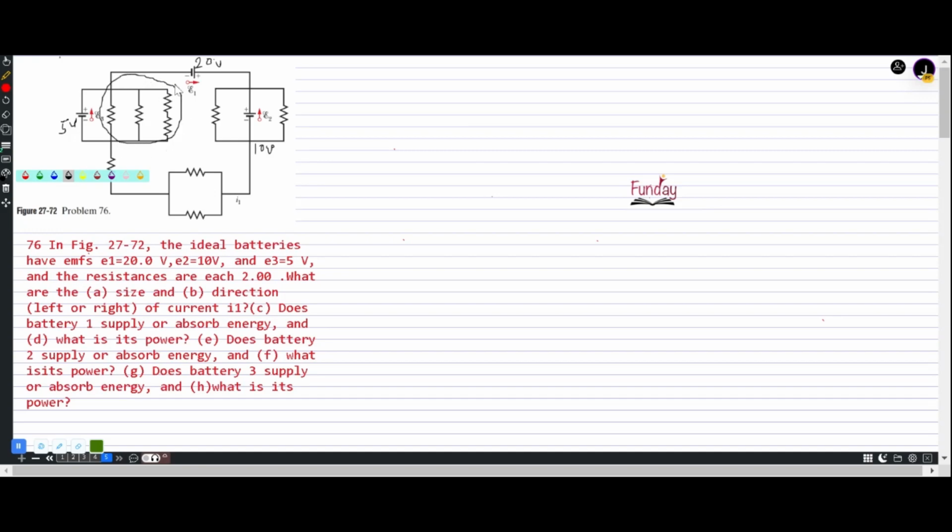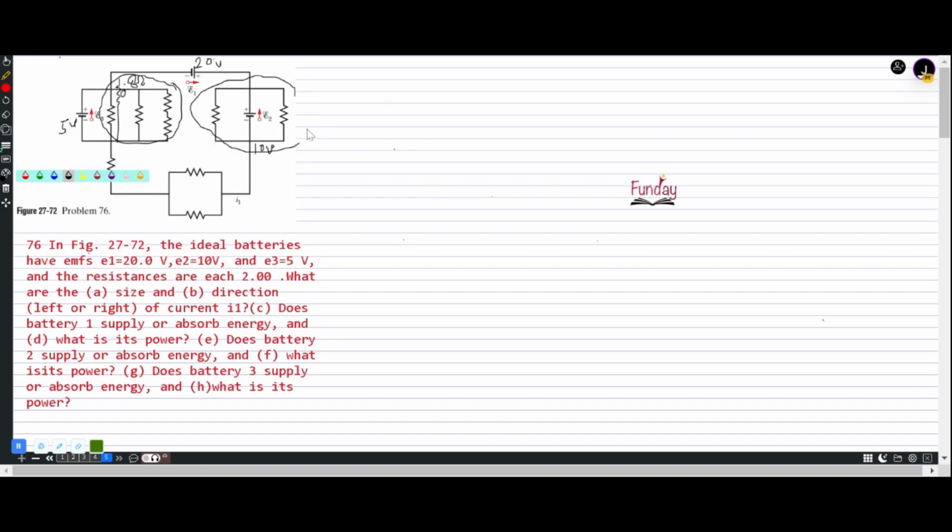Does battery 1 supply or absorb energy? What is its power? And for the other batteries, what is the current and what is the power? So what we will do is we'll start simplifying these resistor combinations.